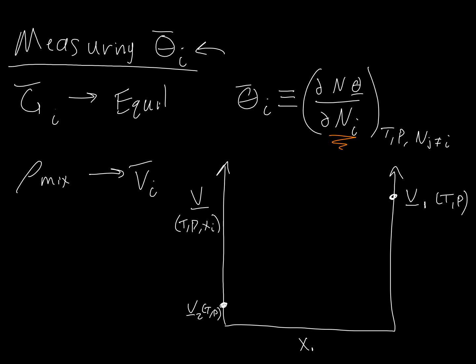An ideal mixture is one where there is no change in volume upon mixing. So if I add 1 liter of component 1 and 1 liter of component 2, I get 2 liters. So in an ideal mixture, the volume over bar of i is equal to the volume under bar of i. How the fluid behaves in the mixture is exactly the same as how it behaves as a pure species.